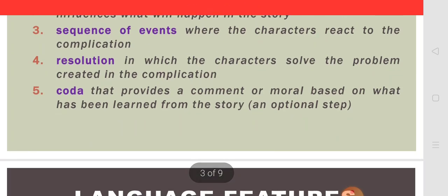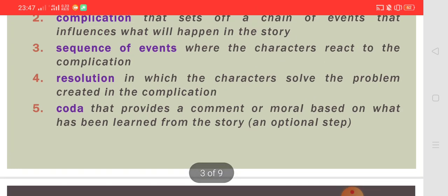Next is about resolution. So how the problems can be solved, how to overcome the problems for the characters of the story. So there is a resolution. Next, the last one is about coda. Coda provides comments or moral value or message that can be learned from the story.